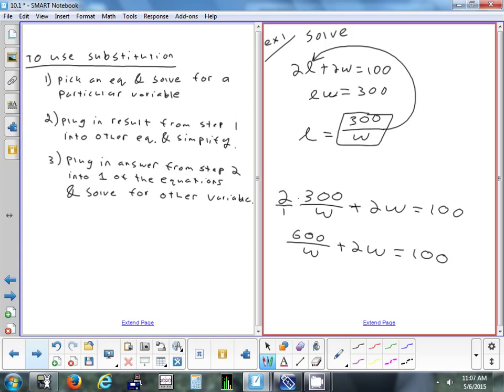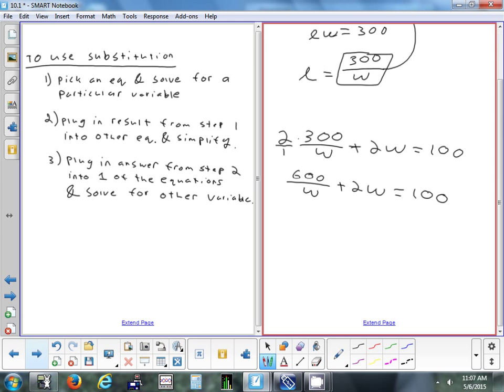Now, because we're going to multiply each side by a letter, we have to check for extraneous answers. By multiplying each side by W, we might be introducing a new answer here that isn't an answer to the original problem. Okay, so now we've got 600 plus 2W squared equals 100W. Okay, what kind of equation is that?